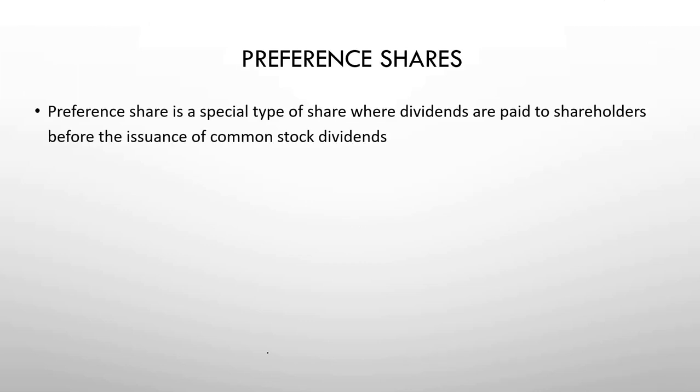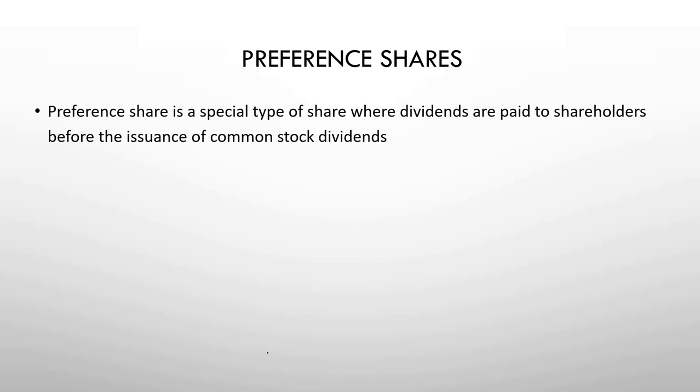Preference shares are a special type of shares where dividends are paid to the shareholders before the common stock dividends. That means we have also learned that we have two types of shares. One is known as preference shares, or we can even name it as preference stock, and another is equity shares, which is also named as equity stock.